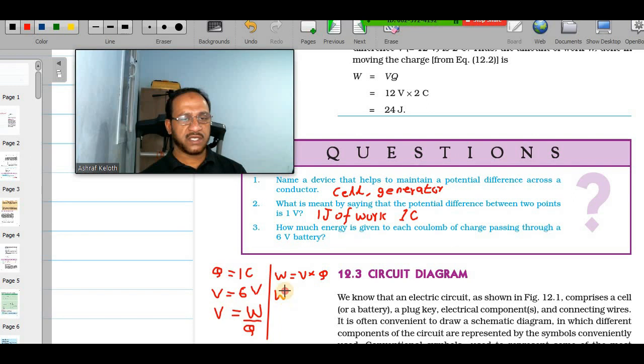Means the work done is equal to V, which is 6 volt, into Q, which is 1 coulomb, each coulomb. So the answer is W is equal to how much? 6 joule. And we know that work done is equal to energy. Always work done will be converted into what? Energy. So here energy will be equal to 6 joule.